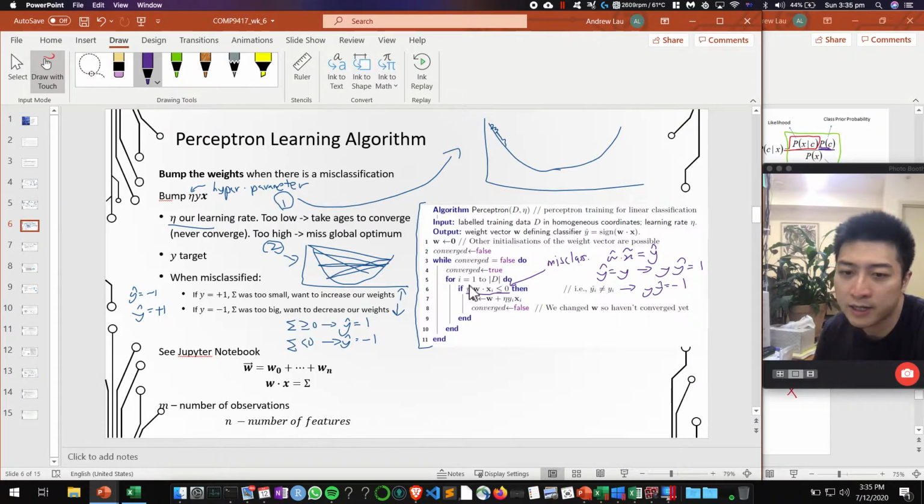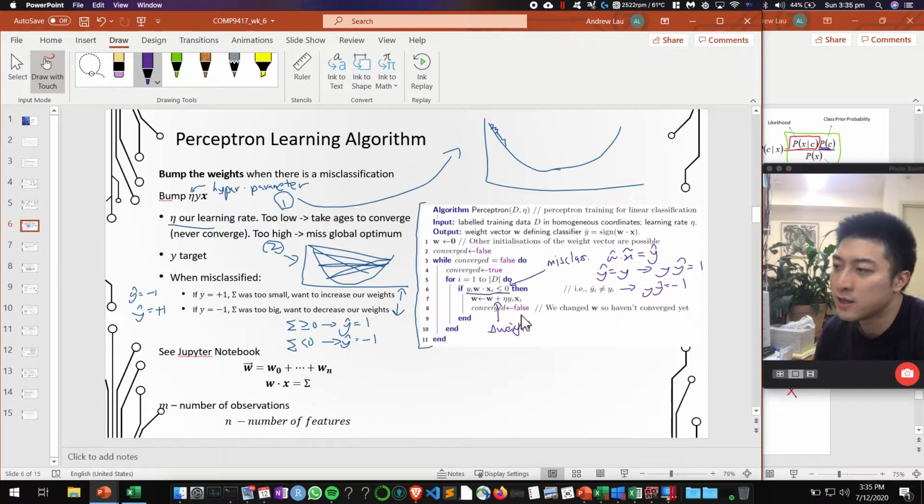So you cycle through all the data, and when there's a misclassification, you bump the weights, you change the weights. But only do this if there's a misclassification. What you do is bump it up by the learning rate times this, which gives you the directionality. If you misclassify it and it should have been positive, then this will be positive, and you'll positively bump up the weights. If you misclassified it and y should be negative, then you'd nudge down the weights.